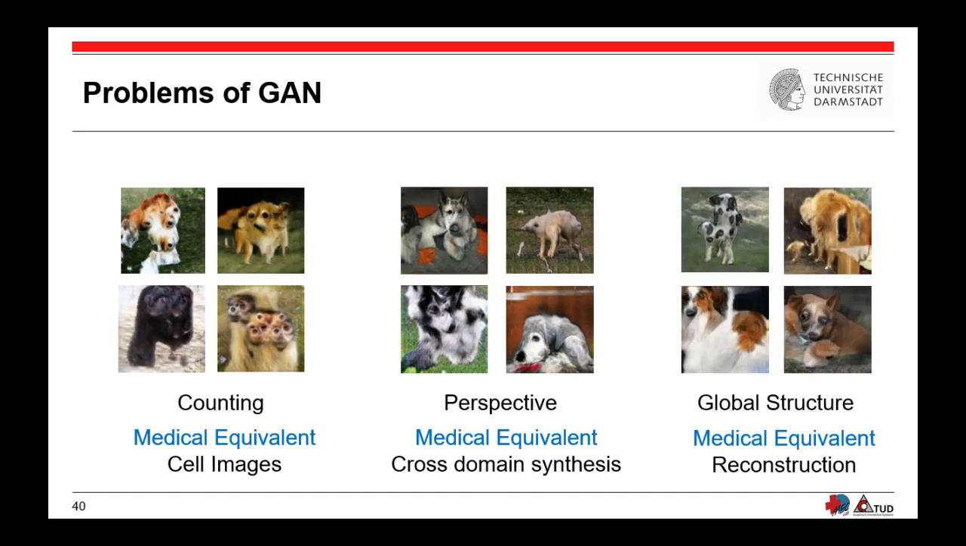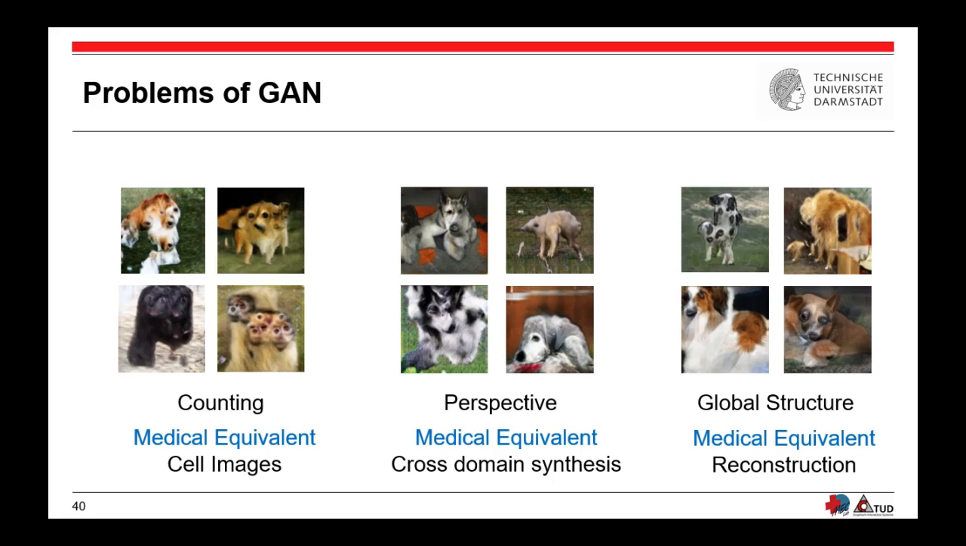And then again, global structures. Again, these are supposed to look like dogs, and the discriminator is fine, they are dogs. But if you are doing reconstruction and you end up with a global structure like this, then it's not really nice to say that, okay, these are really realistic looking.